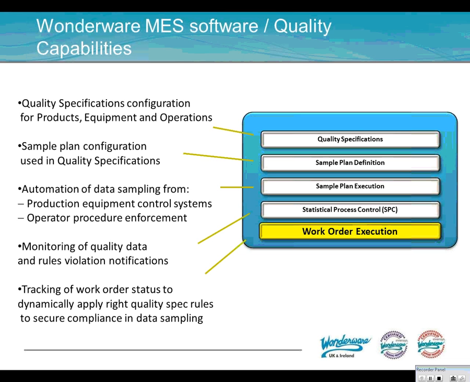The statistical process control component allows us to monitor the quality data and look for violation of SPC rules and notify operators appropriately so they can take the necessary action. Finally, the work order execution component means that we're able to track the status of work orders in a dynamic sense so that we can make sure the correct quality specification rules are applied to ensure that the right data is being collected for the products that you're making.